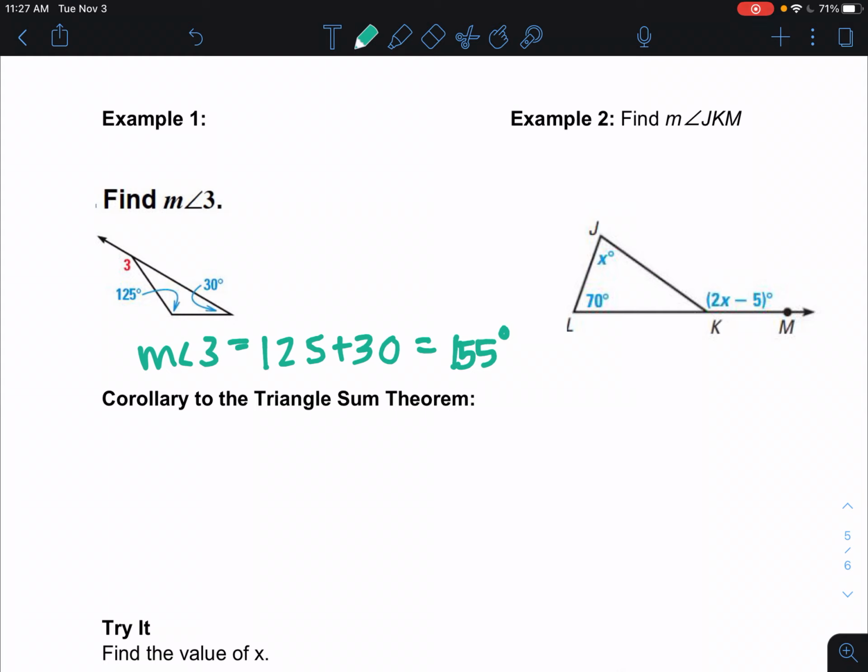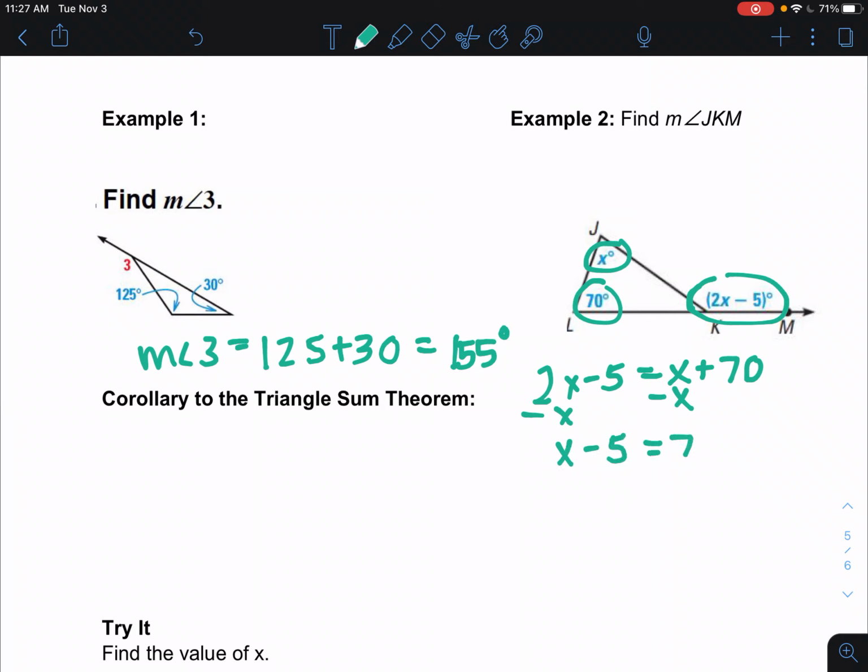All right, let's do one that's a little bit trickier. We know from the exterior angle theorem that the exterior angle is equal to the sum of the two opposite angles that are on the interior of the triangle. So that means that 2x minus 5 is equal to x plus 70. All right, let's solve for x. I'm going to move x over, take it away from both sides. Now I have x minus 5 equals 70, so x equals 75.